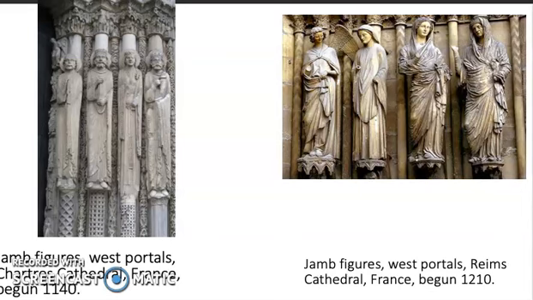They're really elongated. But look at the jamb figures from 1210 in Rheims Cathedral in France. They are much, much more naturalistic. What a huge change from the Chartres Cathedral jamb figures. Now, the figures are almost coming off of the church. They are almost fully in the round.